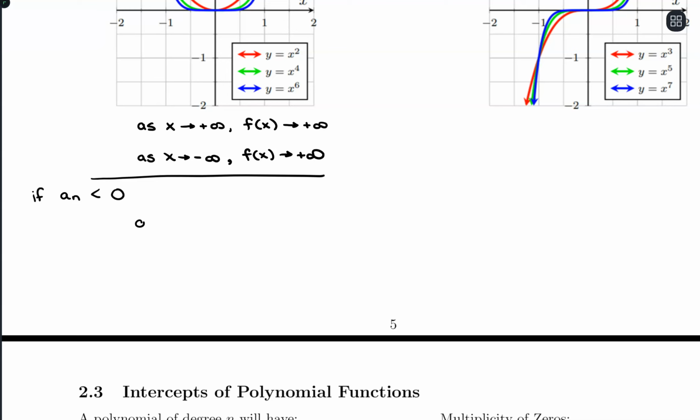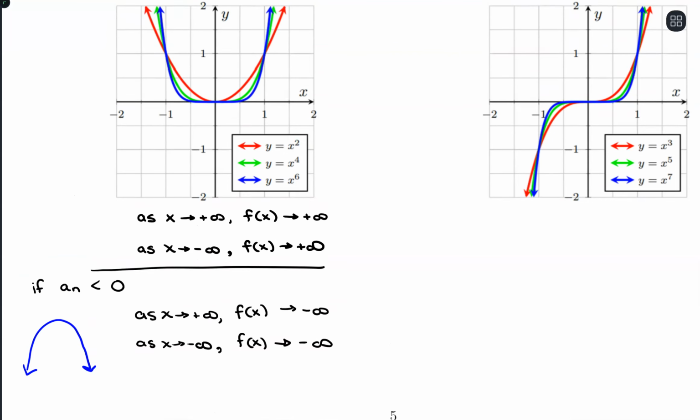Then as x approaches positive infinity, f of x would actually go to negative infinity, since it would be going down. And then as x approaches negative infinity, so as we go to the left of our graph, f of x would also approach negative infinity there too. So this gives us that opening down scenario. We'd be going to negative infinity on both sides. So that long run behavior changes whether that leading coefficient is positive or negative.